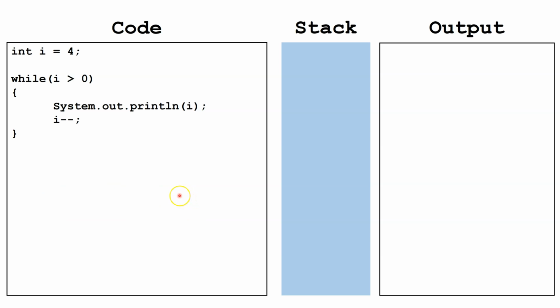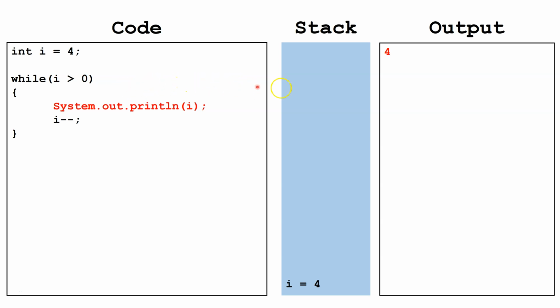Let's try tracing out this while loop. We start by declaring I and initializing it to 4. Next, we check is I greater than 0. A while loop doesn't necessarily run even one time. If this first evaluates to false, we will skip over the entire body of the while loop. Since this evaluates to true, we will continue on and execute the body of the while loop.